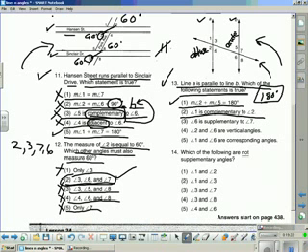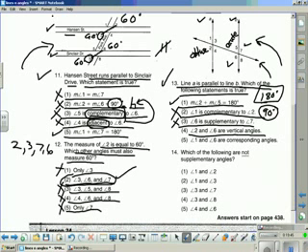Number 2, the measure of angle 1 is complementary to angle 2. Complementary means you have 90-degree angles. There are no 90-degree angles in the figure, so it is not 2. Statement 3, angle 6 is supplementary to angle 7. Angle 6 is vertical to angle 7. They're equal, but they're not supplementary.